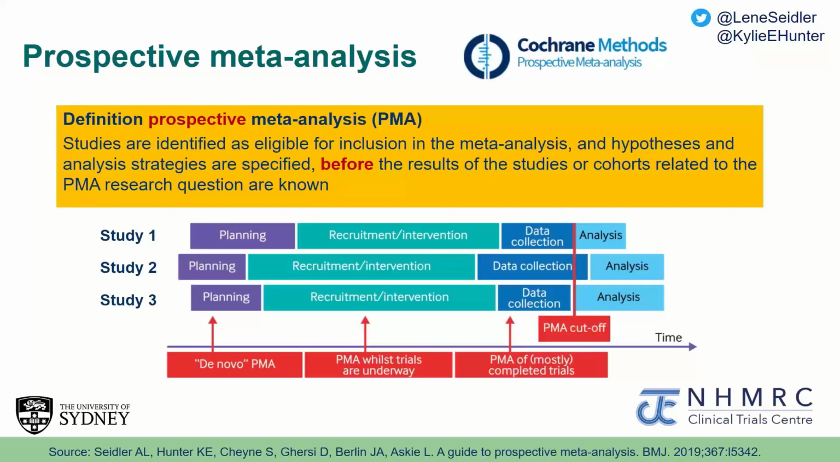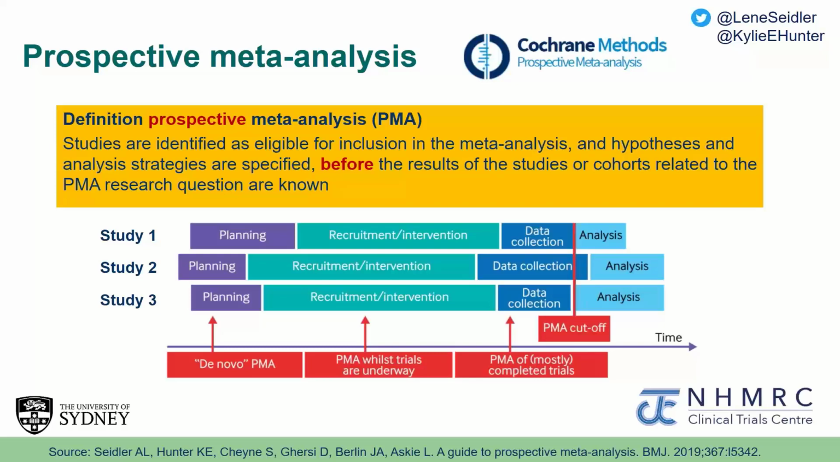So what is a prospective meta-analysis? In a prospective meta-analysis, studies are identified as eligible for inclusion in the meta-analysis, and hypotheses and analysis strategies are specified before the results of the studies related to the research question are known. Quite a mouthful, but in short, the key feature of PMA is that studies are included before their results are known. If you have a look at this diagram, it shows 3 eligible studies, and a PMA can happen at any time before analysis, so before what is marked here as the PMA cutoff.